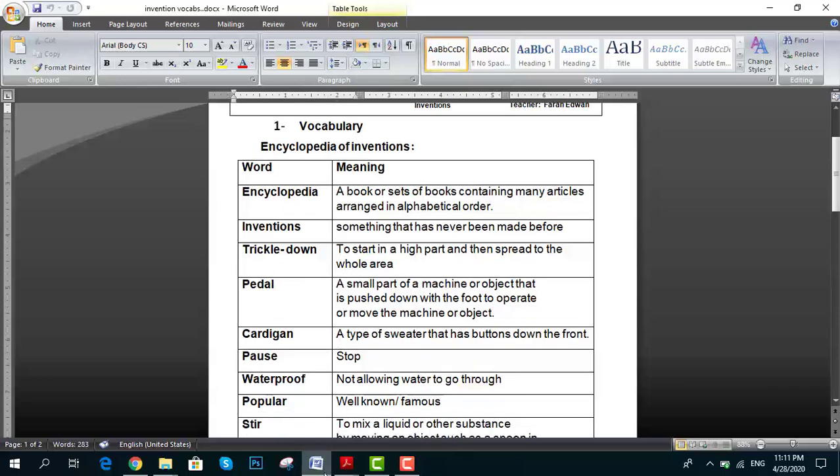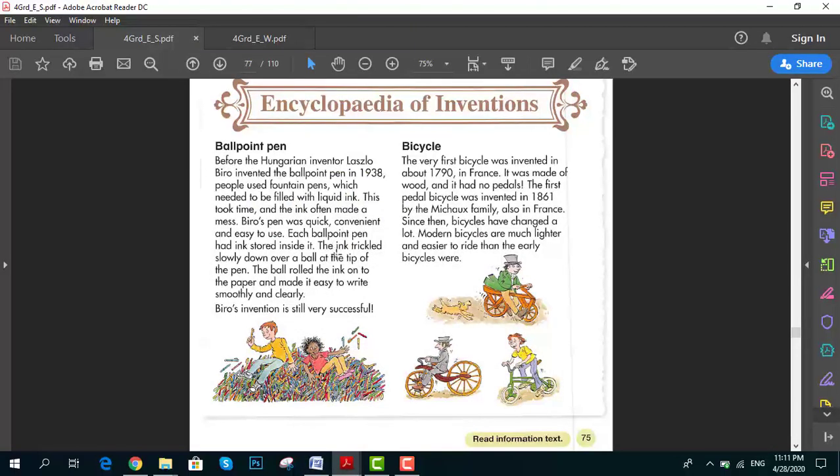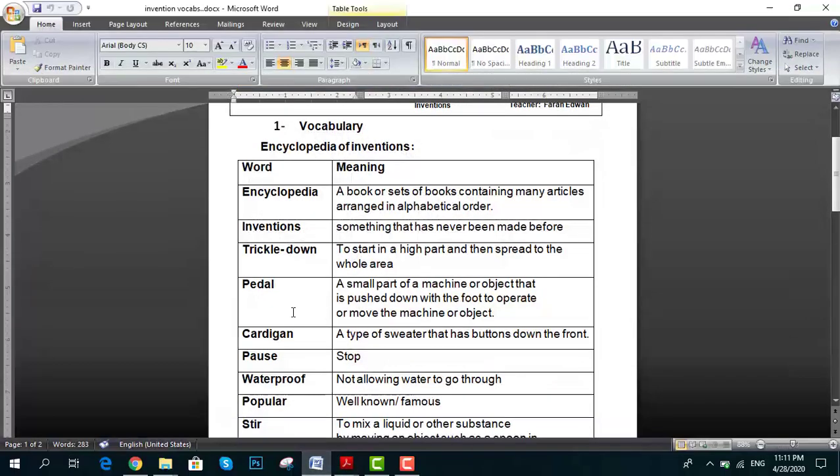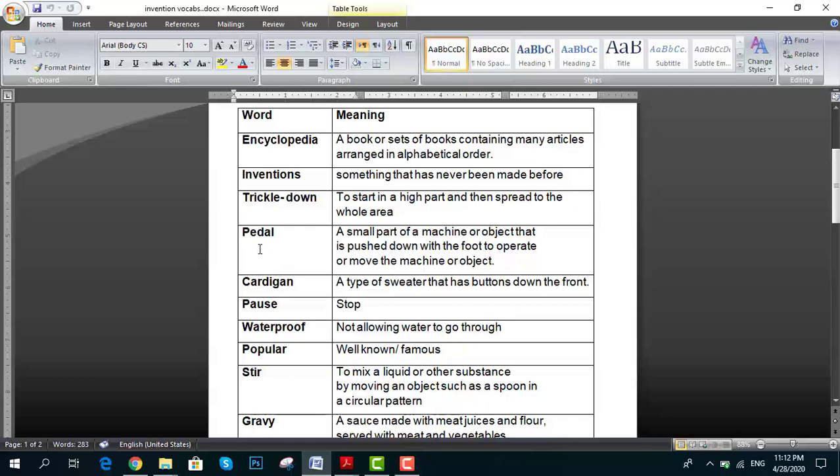Trickle down here, as you notice, it says the ink trickled slowly down. What's the meaning of trickled? It means to start in a high part and then spread to the whole area. Here we're talking about the ink. The ink started in the high part of the pen and then it spread to the whole pen.